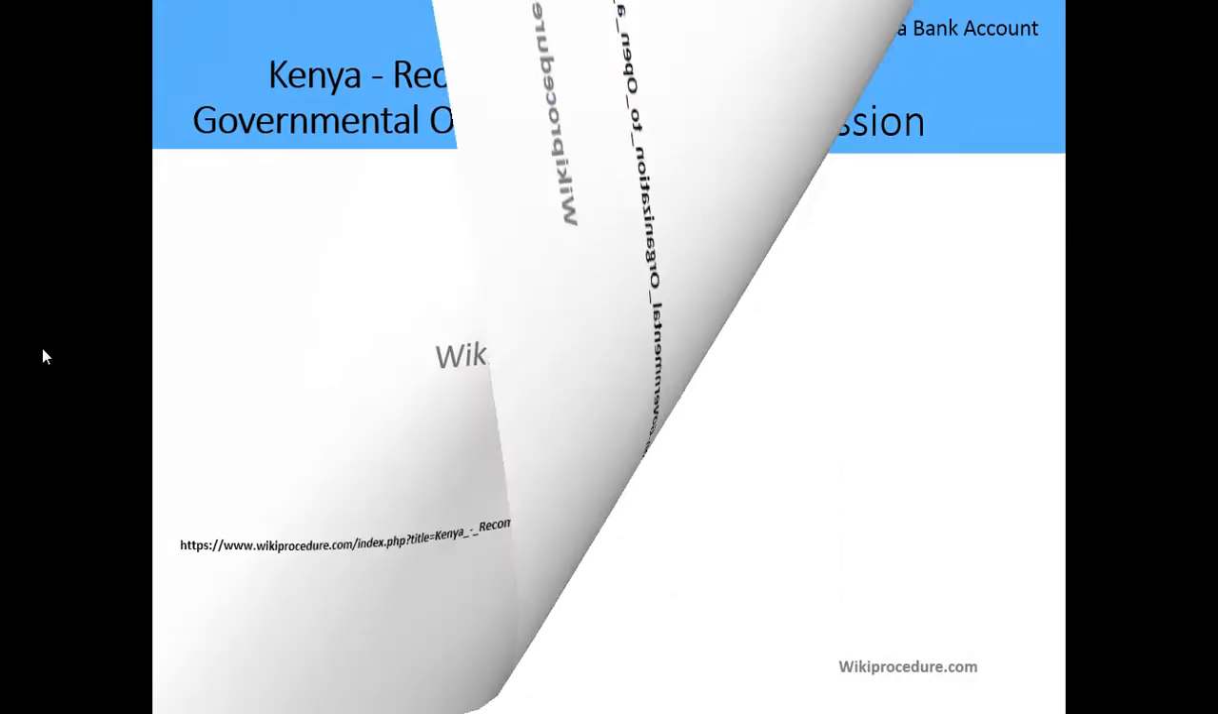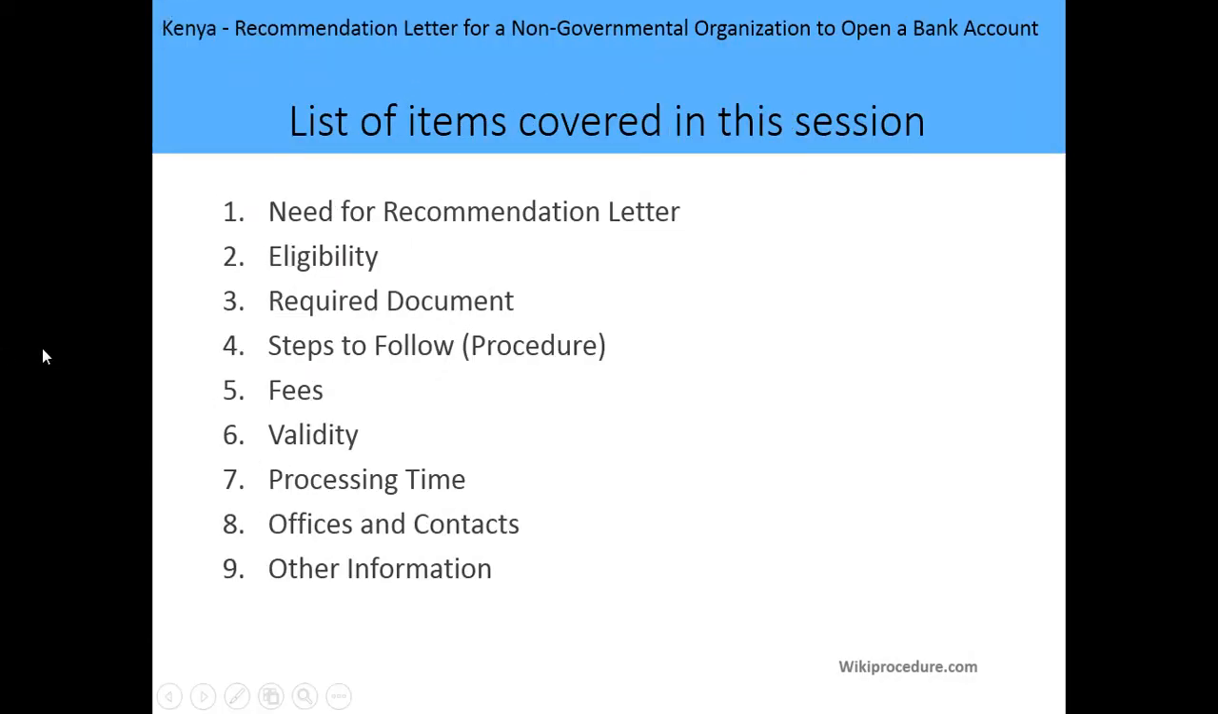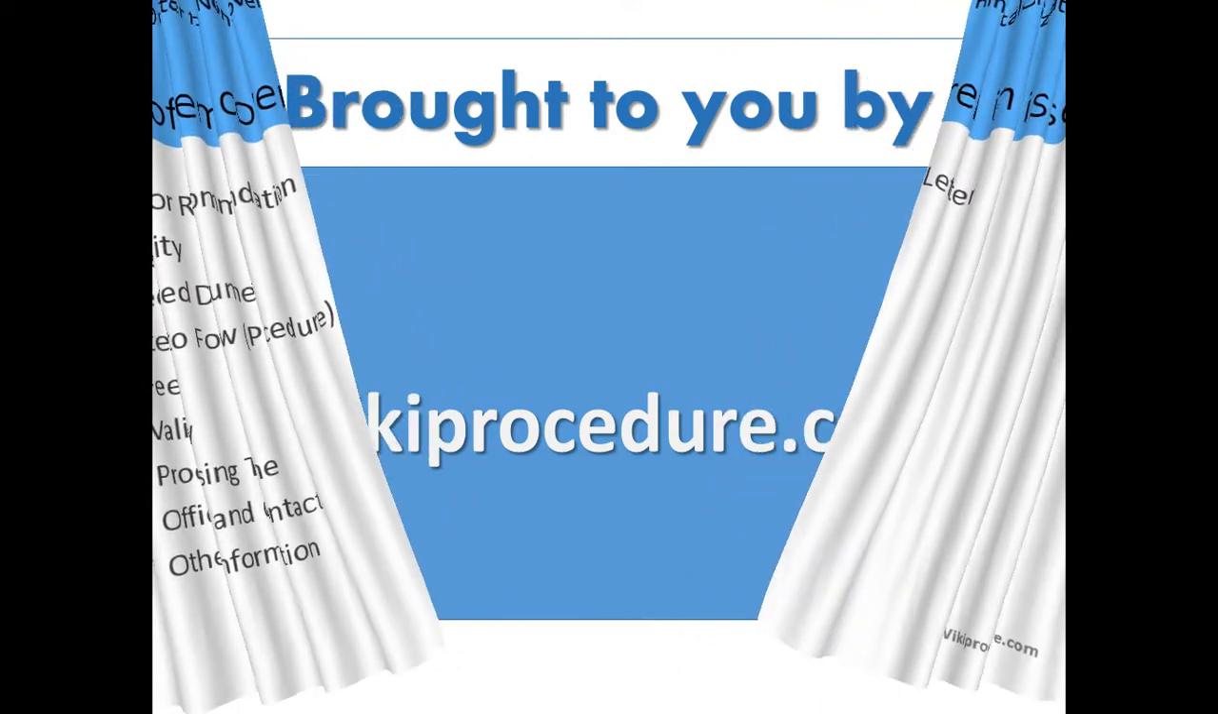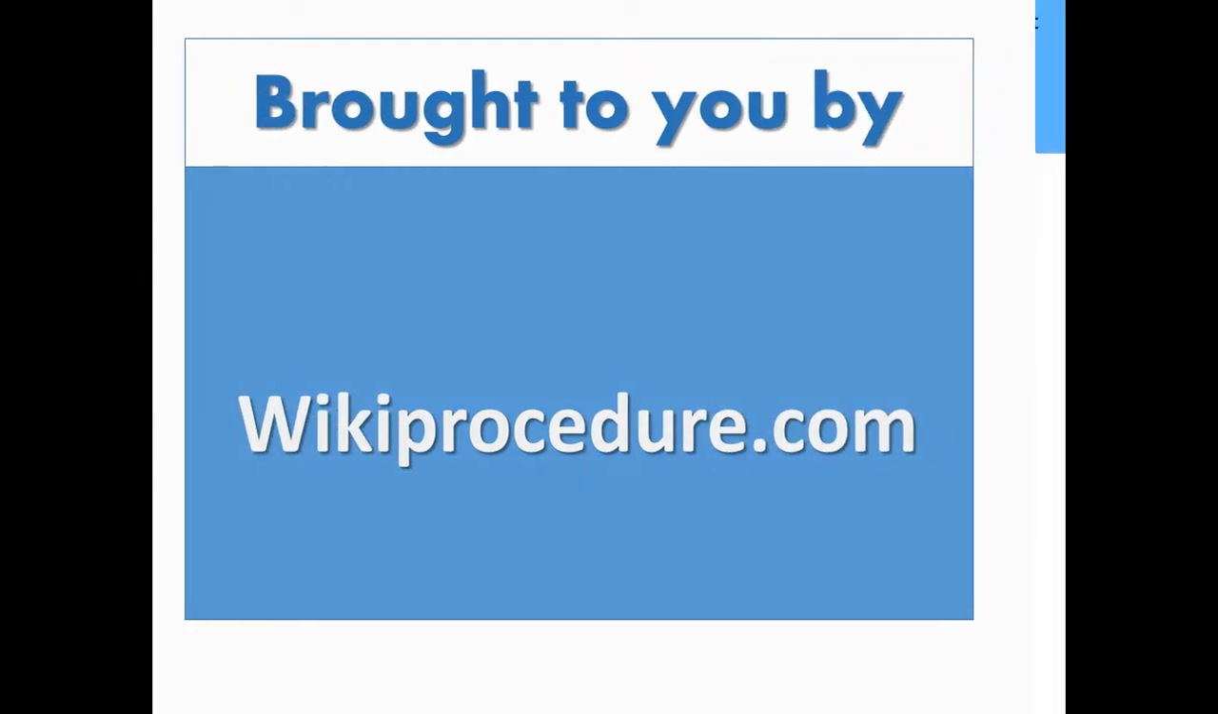The list of items that we're going to cover in this session include the need for the recommendation letter, the eligibility, the required documents, steps to follow while making the applications, the fees, the validity period, processing time, office location and contact information, and any other information that we may find relevant on how you can go about the application process for you to get the recommendation letter. So let's get to our presentation, which is brought to you today by wikiprocedure.com.